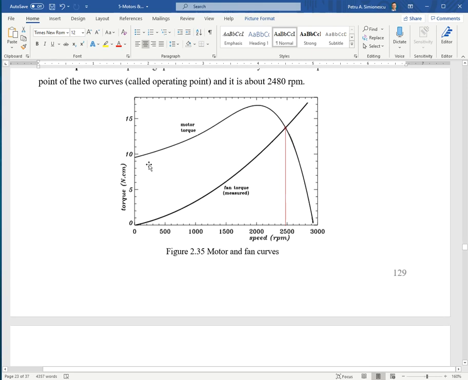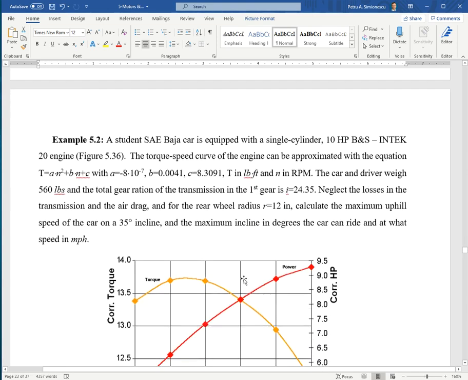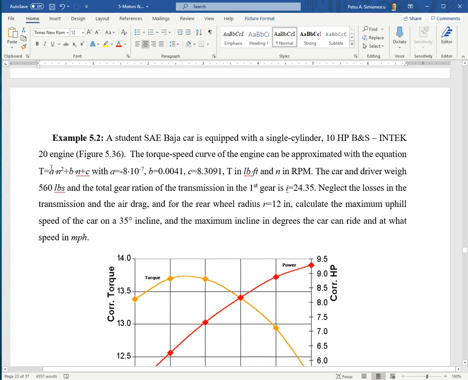We need to do the analysis either at the crankshaft, so resistance to rolling and uphill movement have to be evaluated at the crankshaft to intersect the respective curve with the torque speed curve at the crankshaft. The alternative is to evaluate everything at the wheel shaft, the ground wheel shaft, and see how the torque at the motor shaft, the engine shaft, is transformed through the transmission.